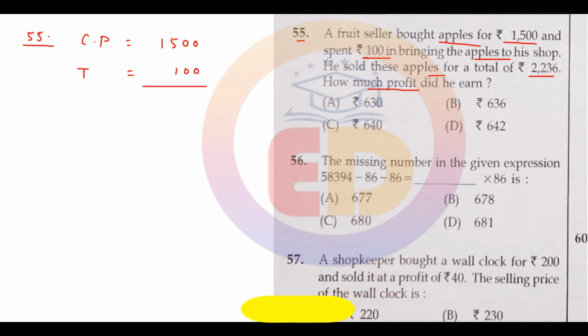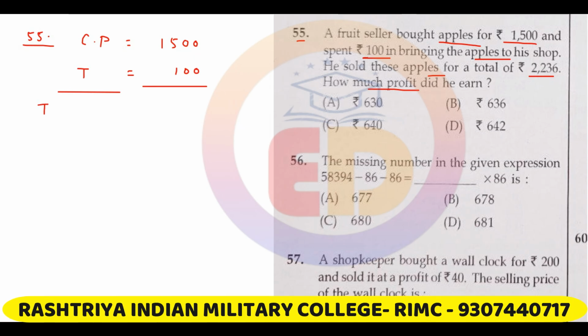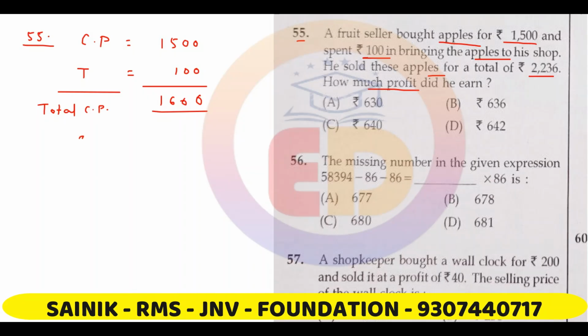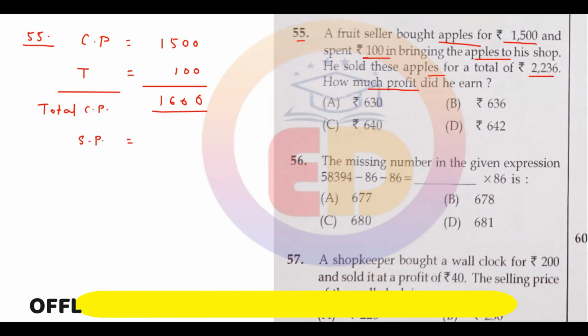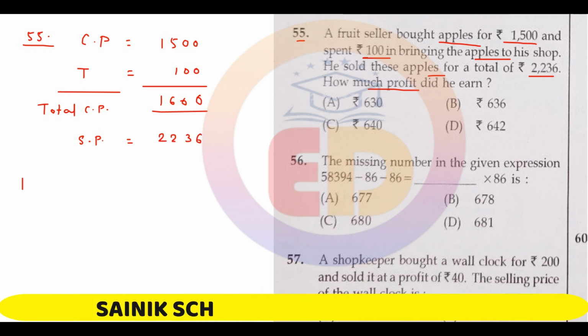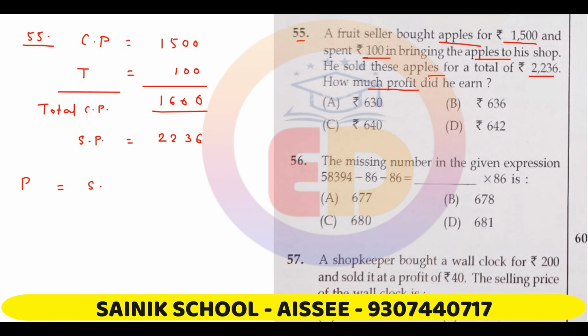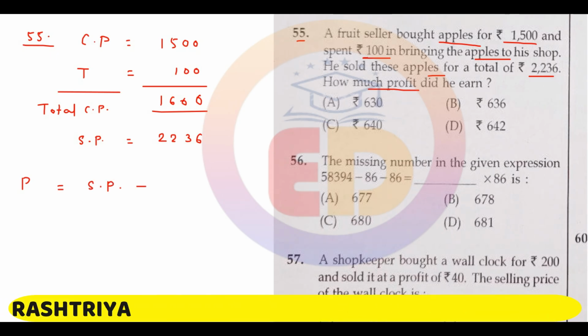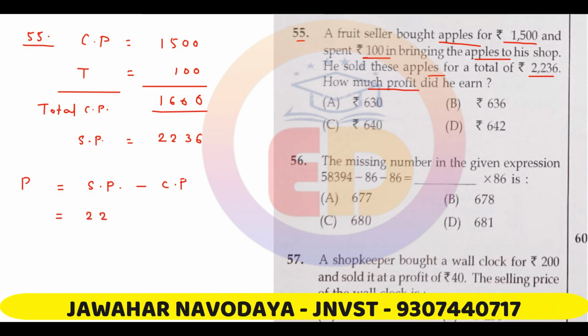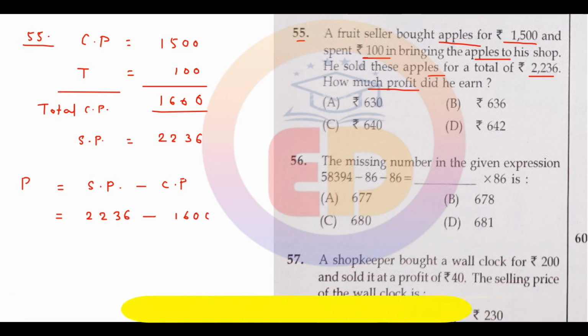So in such cases you will have to take the total cost price, which is 1,600, and after that the selling price is rupees 2,236. The question is asking the profit. Profit we know is SP minus CP, and here we see that SP is greater than CP, so it is a case of profit, which we will get by subtracting 2,236 and 1,600.